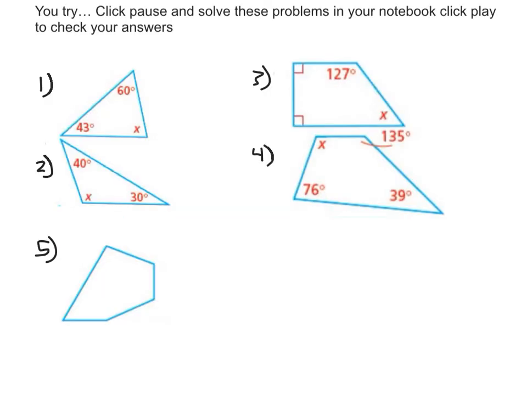Okay, now it's your turn to try. Click pause and solve these problems in your notebook. Click play to check your answers. For numbers 1 and 2, find the missing angle in the triangles using the triangle sum rule. For number 3 and 4, use what you know about the angles in a quadrilateral to find the missing angles. If you need to, look back on your notes. For number 5, try to find out how many degrees are in all the angles of this polygon using diagonals. Good luck.